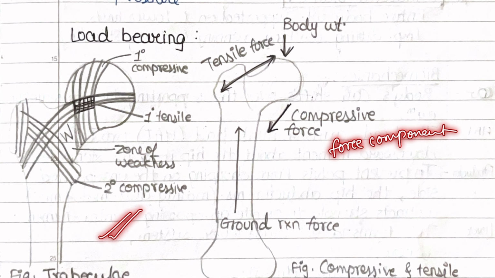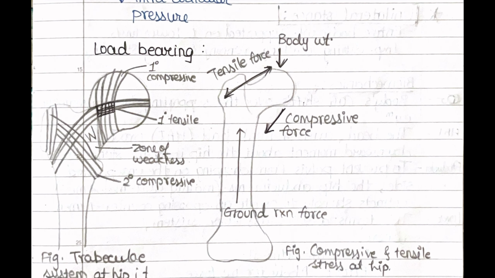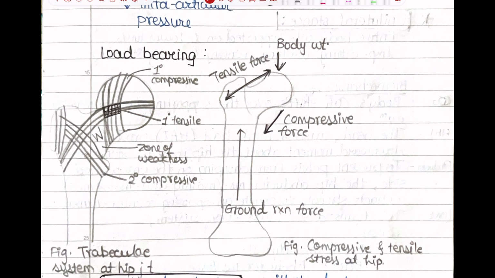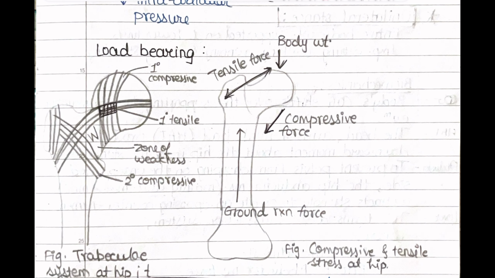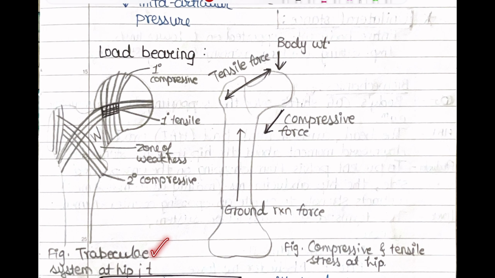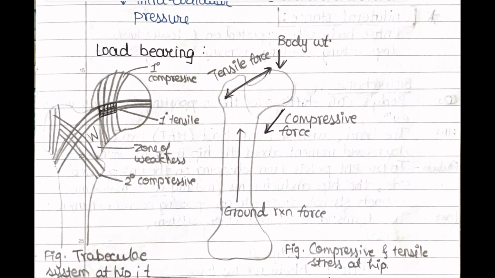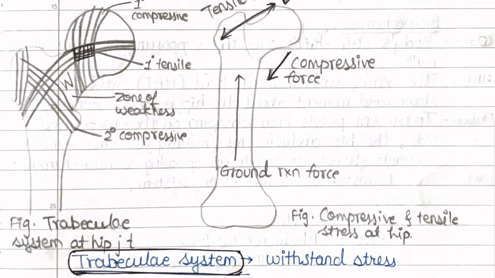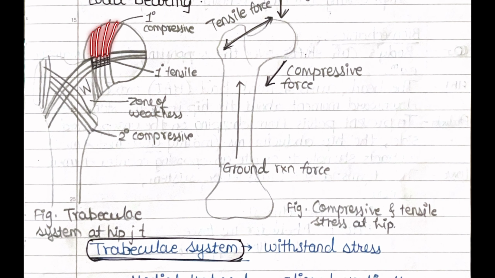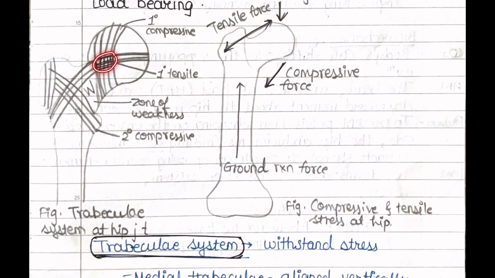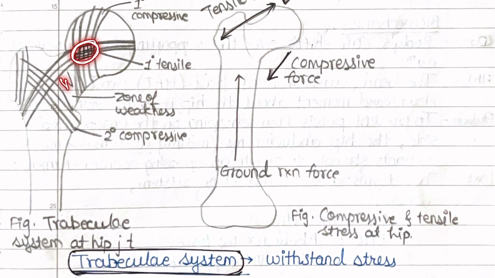Now here is the trabecular system. The trabecular system is the arrangement of bone structure. This is the trabecular system at the hip joint, basically present in the femur. As we can see, this is the primary compressive trabecular system. Here it is primary tensile, and here it is the zone of weakness. So this is the zone of weakness.